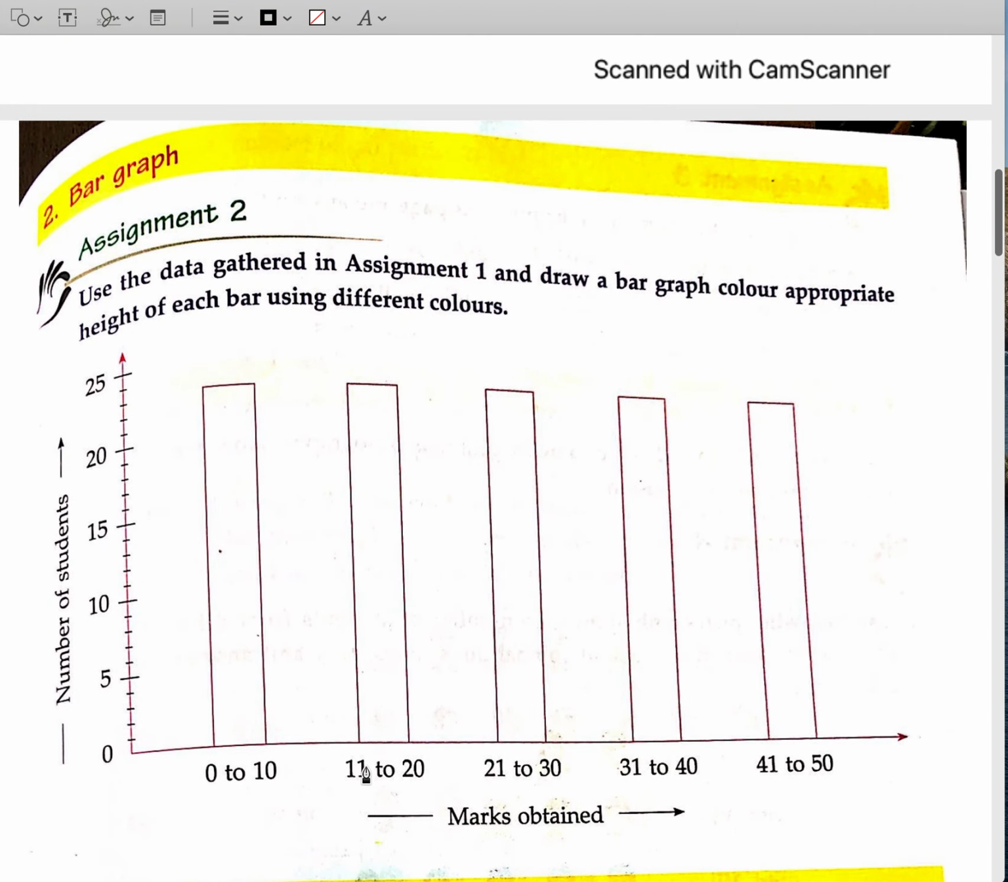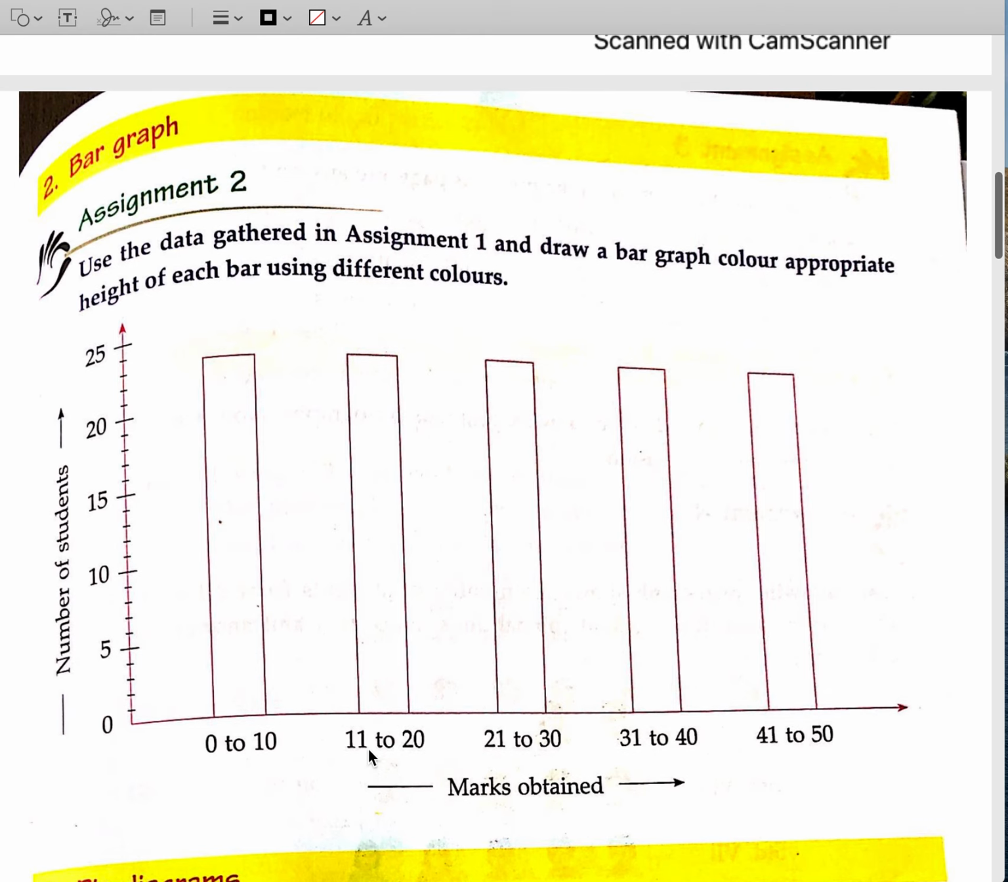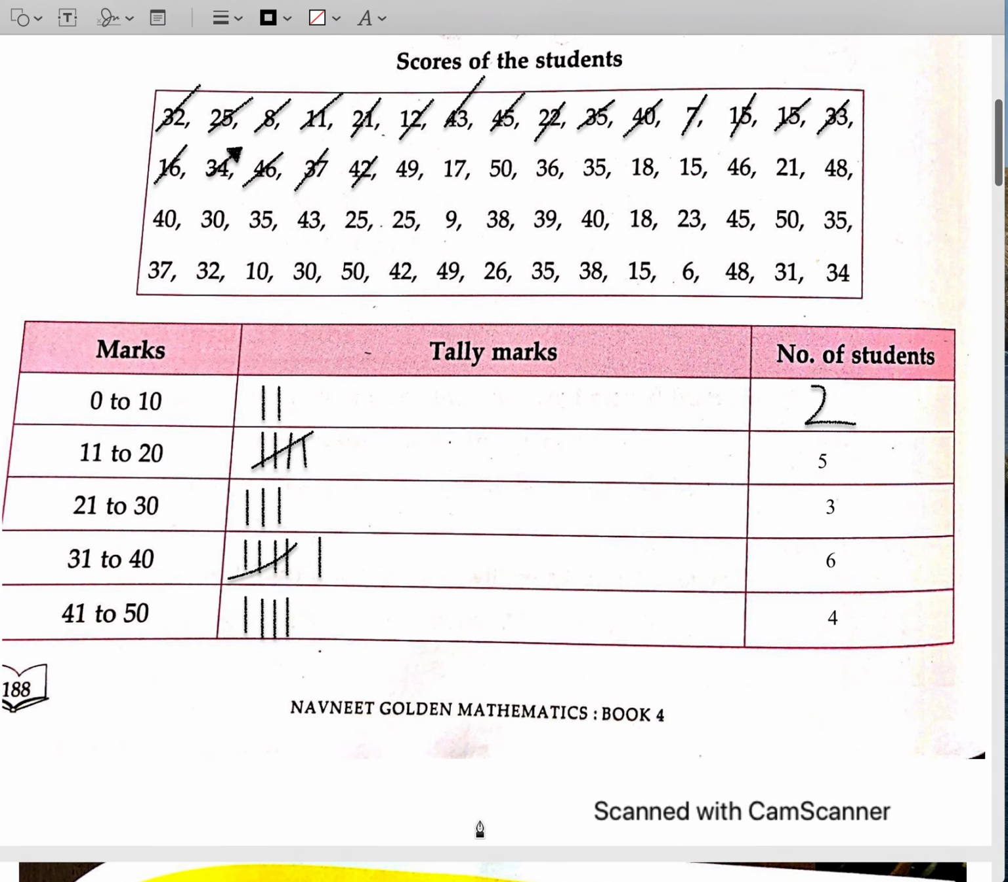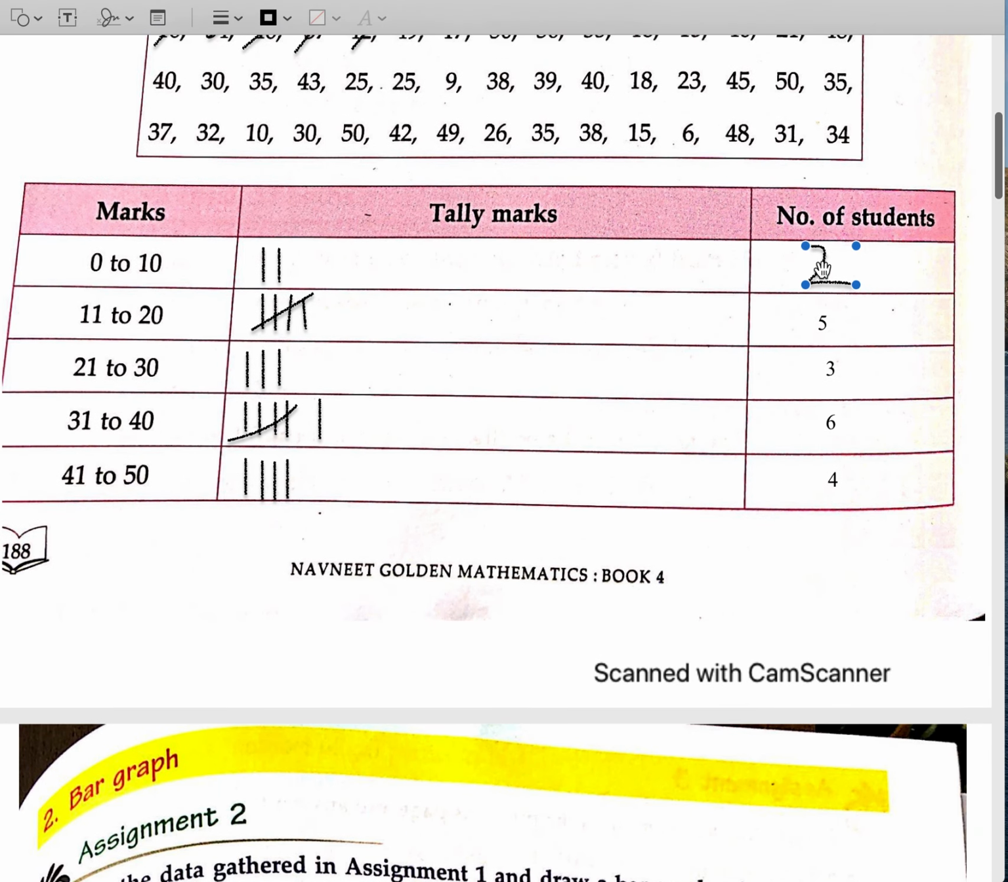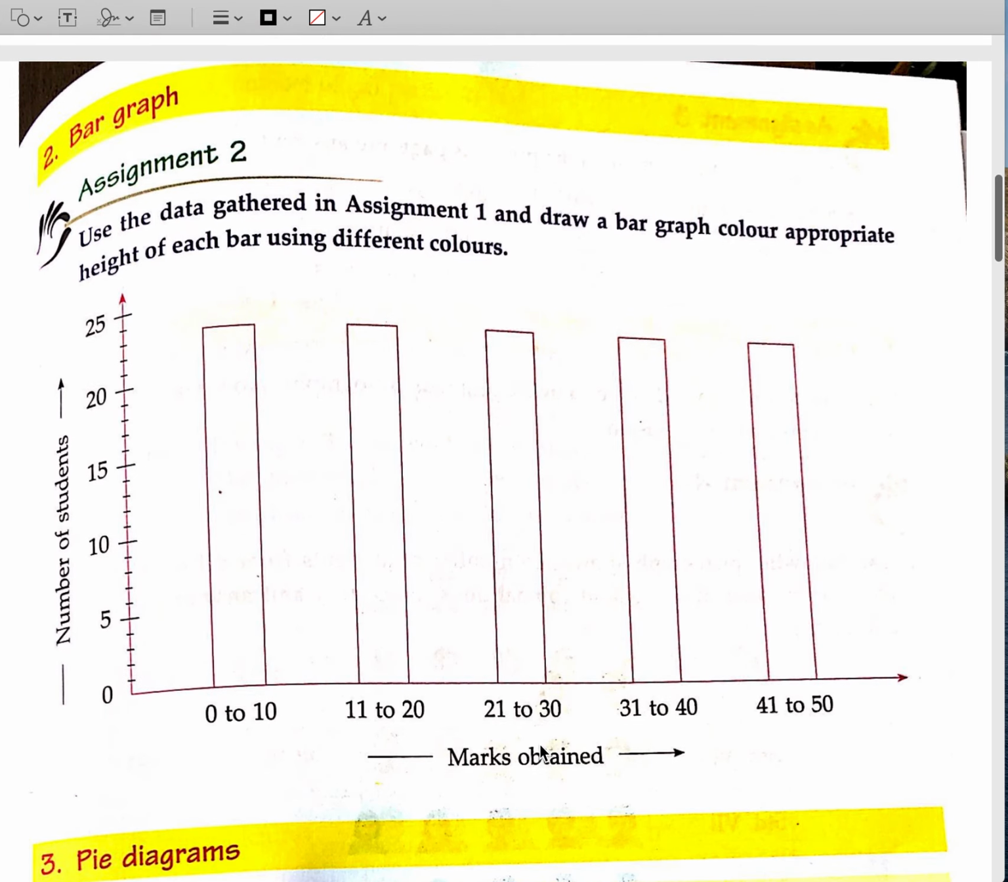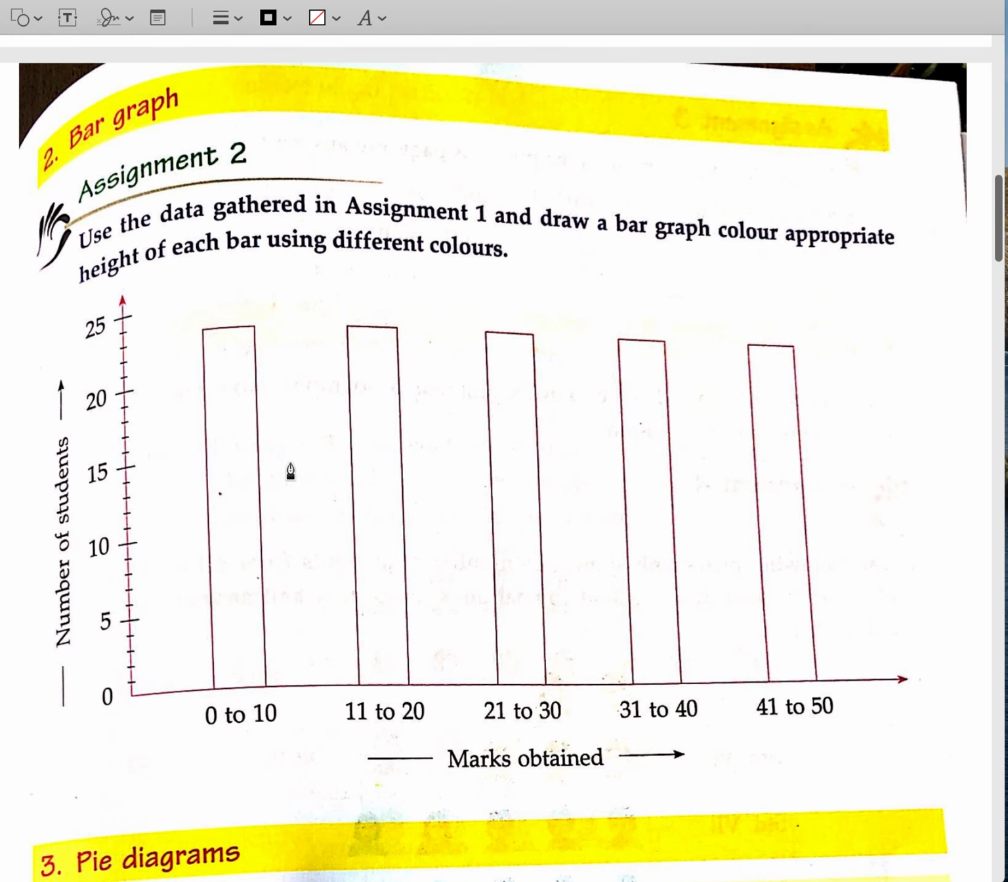Now we'll learn about the second type, which is bar graph. Use the data gathered in assignment 1 and draw a bar graph to color appropriate height of each bar using different colors. Now as we had this data, when we will solve the whole thing, we will get certain numbers. Like suppose from 0 to 10 we will get maybe 16, from 31 to 40 we will get 20, and etc. So here we need to color till where it will come.